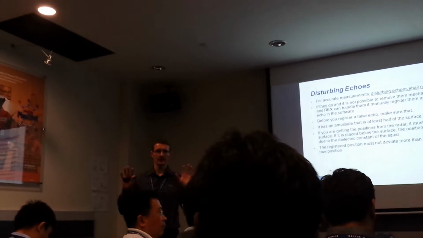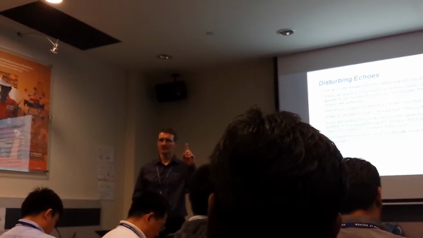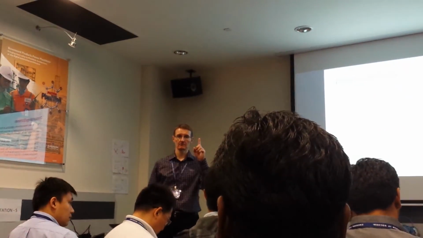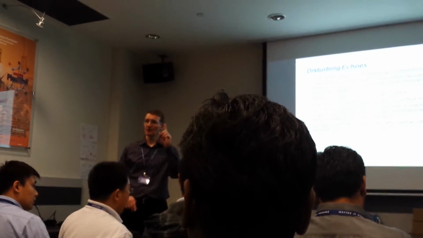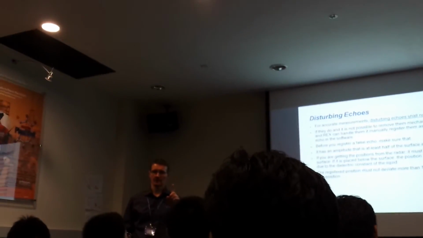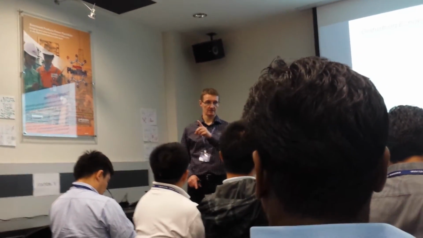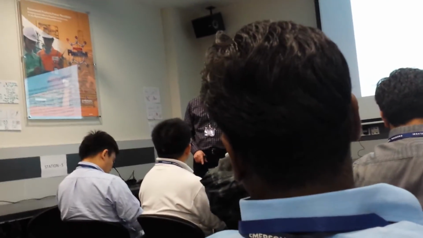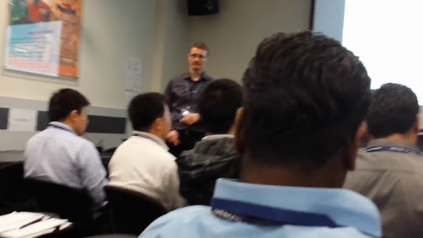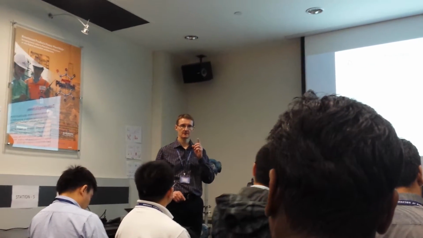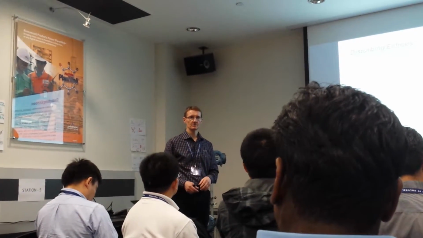We don't want 10 echoes to track. In high accuracy measurement, we only want one. Only one echo. We don't want two, not three, only one. Because if you have 2 or 3 echoes, it means you have some disturbing objects in the tank. Disturbing objects means not accurate measurement. And we want accurate measurement, not these disturbing objects.